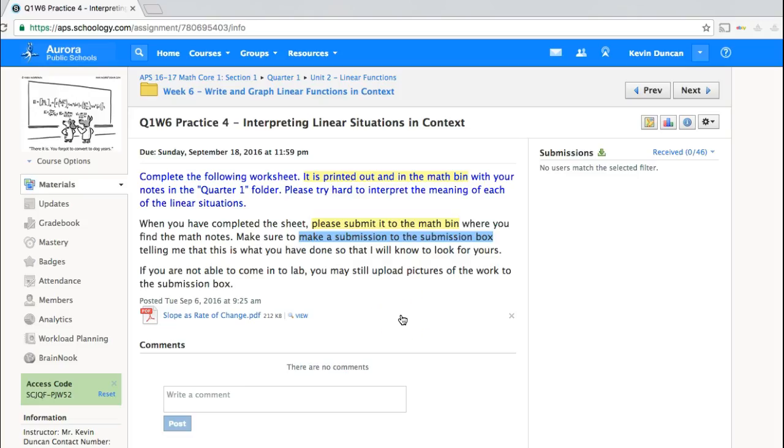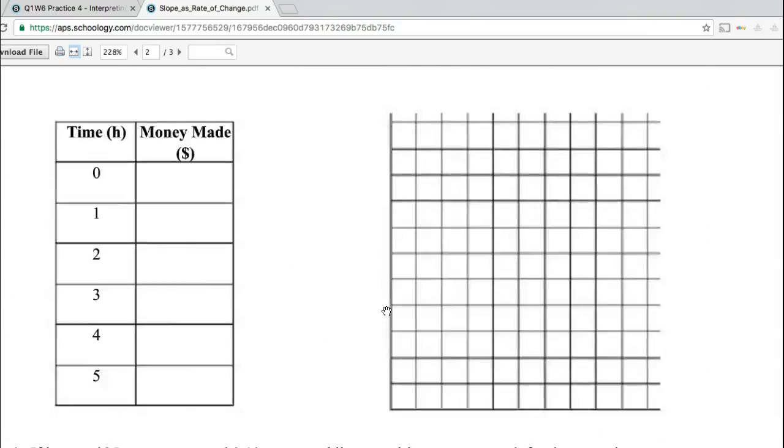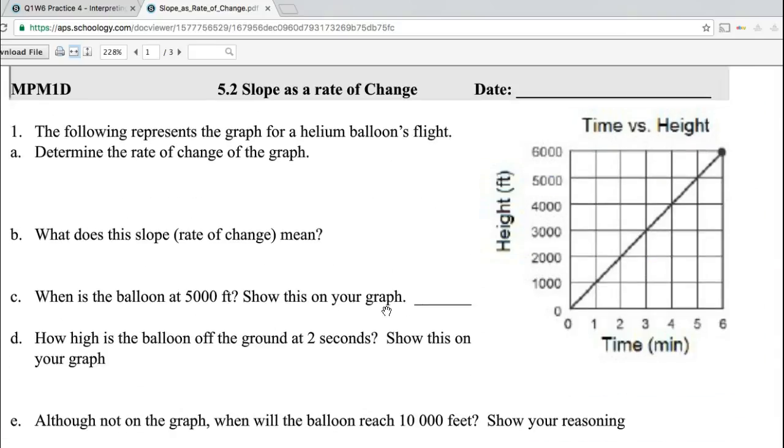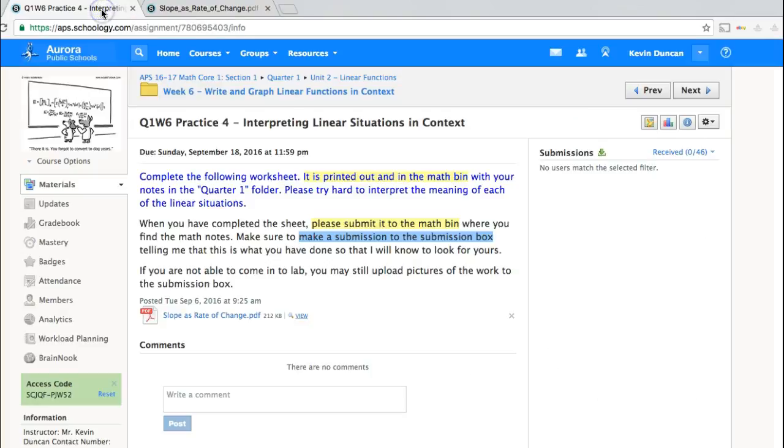And last but not least, practice 4 is going to be this worksheet here, and it's just going to go over some linear situations, and you're going to have to fill out some tables and maybe some graphs and kind of explain what's going on in context. So these will be printed out and they are in with your notes. So if you're looking for them, you're in lab, check the bin with the notes. They're printed out and in the corresponding folder. If you're not in lab, of course you should print it out, fill it out by hand.